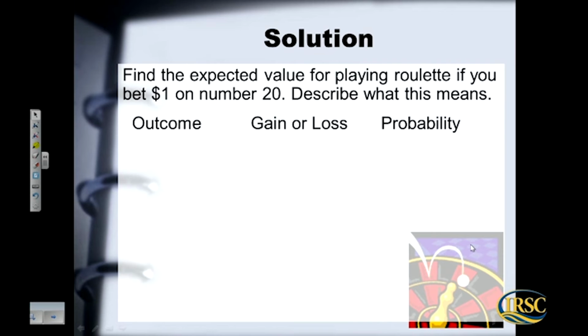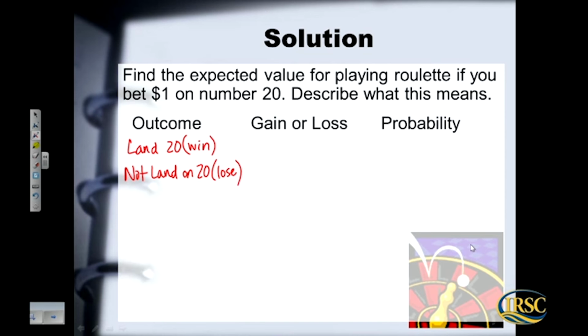All right, so you bet $1 on the number 20. What could possibly happen? I heard you could win or you could lose. Right, so there are two outcomes in this. It can either land on 20 or not land on 20. So land on 20 and you win. Not land on 20 and you lose.